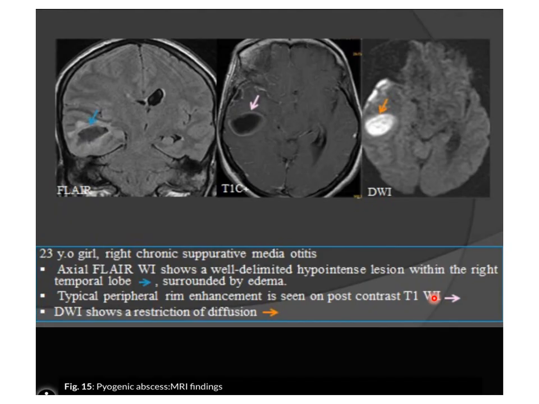These are types of pyogenic abscess edema. There is edema around it with ring enhancement. Pyogenic or tuberculosis? The pyogenic. Pyogenic, okay. Yes. Ring enhancement and restricted diffusion.